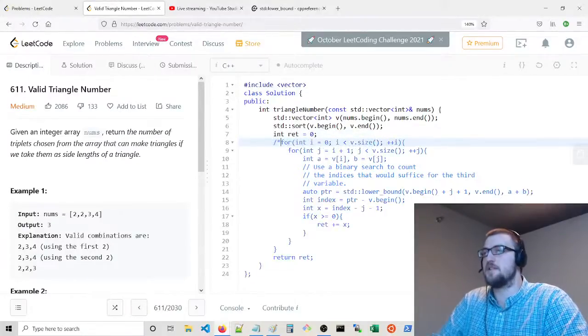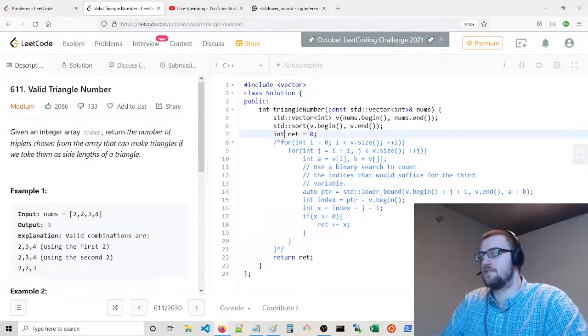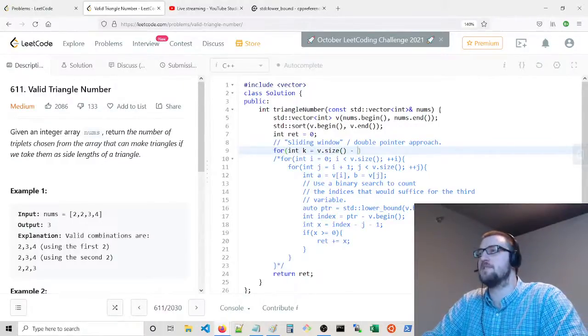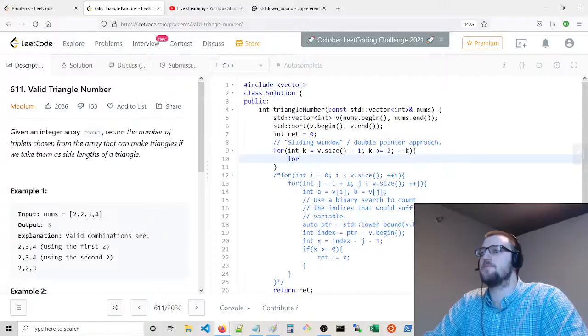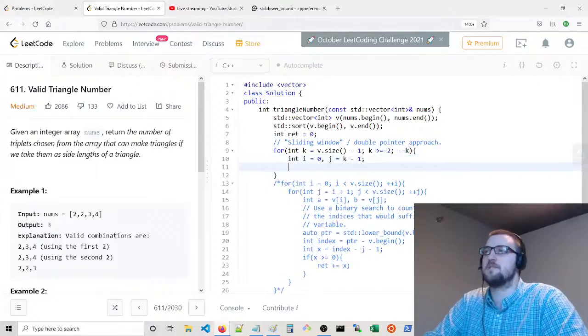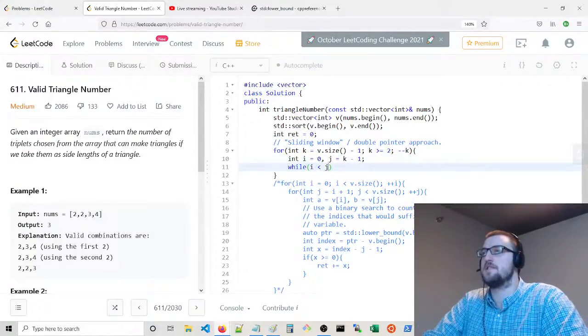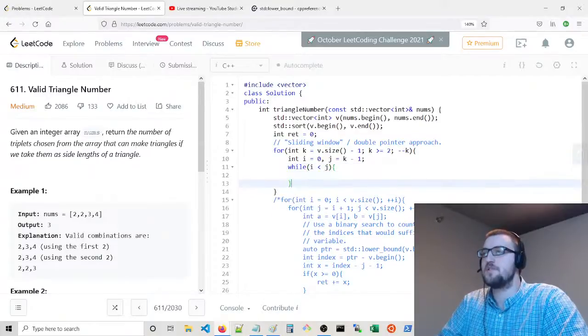We can say these things. So for int k equals v.size minus 1, k is greater than or equal to, really should be 2, right? We say int i equals 0, j equals k minus 1, right? Going to the left of k. We're going to say while i is less than j, we're going to do the following.